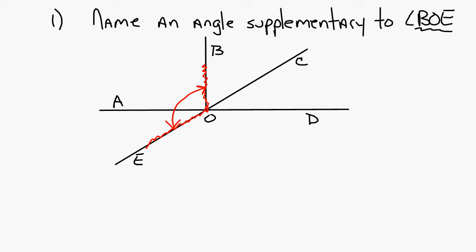Supplementary to that angle would be something next to it that formed a straight line. So this blue angle right here would be supplementary to BOE. That's angle BOC. You could also call it angle COB. But remember, supplementary means that it sums to 180 or forms a straight line.